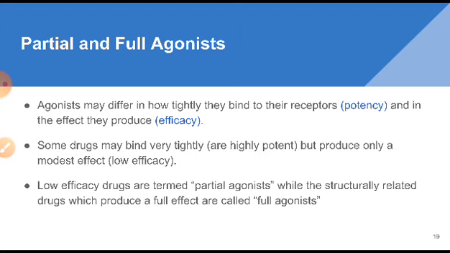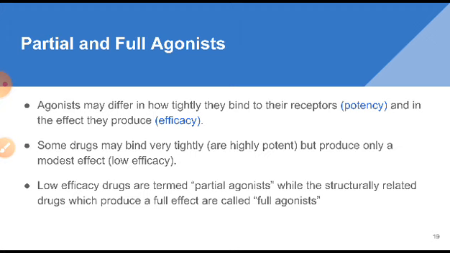Low efficacy drugs are termed partial agonists, while the structurally related drugs which produce a full effect are called full agonists. Because of the partial agonist, the term full agonist came. So those drugs which you simply call agonists are actually full agonists. Any drug which binds very well and has good affinity but low intrinsic activity, which you call low efficacy, is a partial agonist.